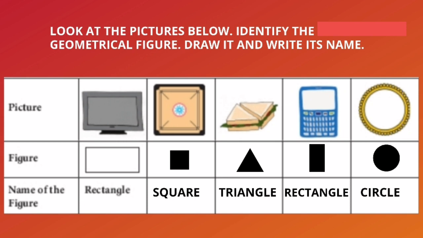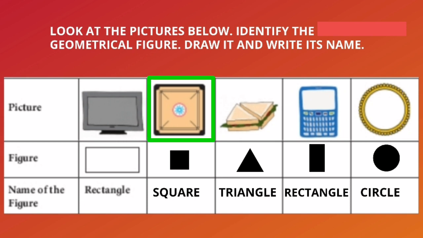Example, in the first column, you will find the picture of a TV. If you have noticed, the figure of the TV is like a rectangle. So, you have to draw a rectangle figure below the column of TV. And in the last row, you will write the name of that figure. In this way, we are going to solve the table.